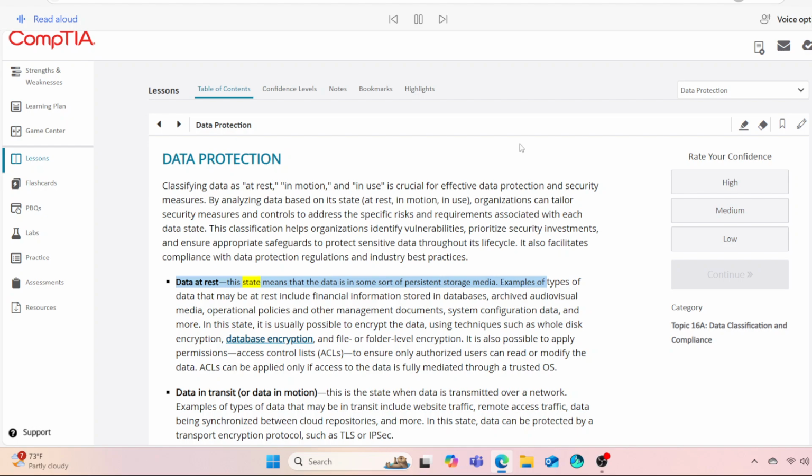Data at rest. This state means that the data is in some sort of persistent storage media.